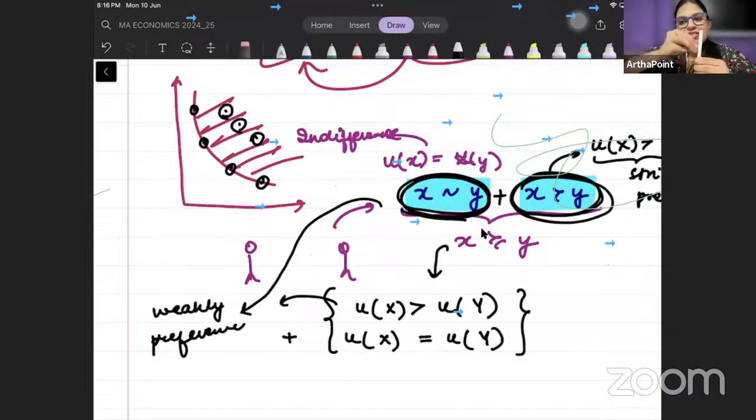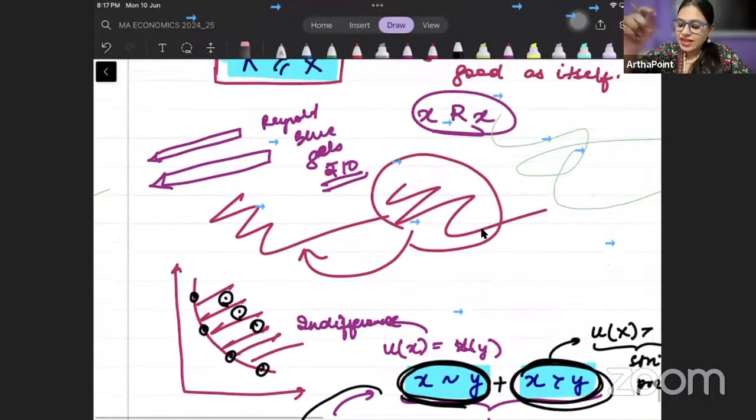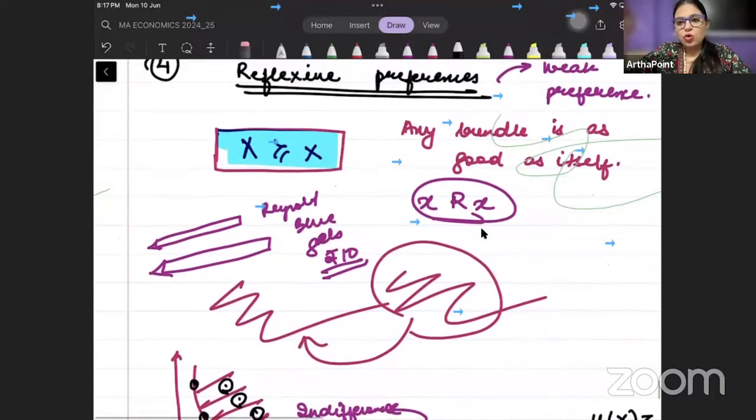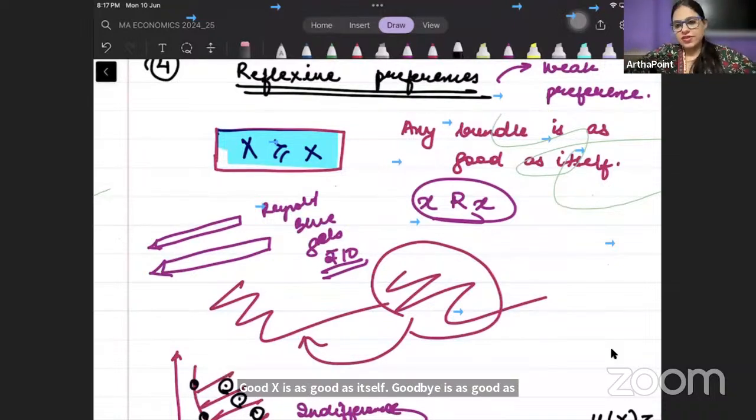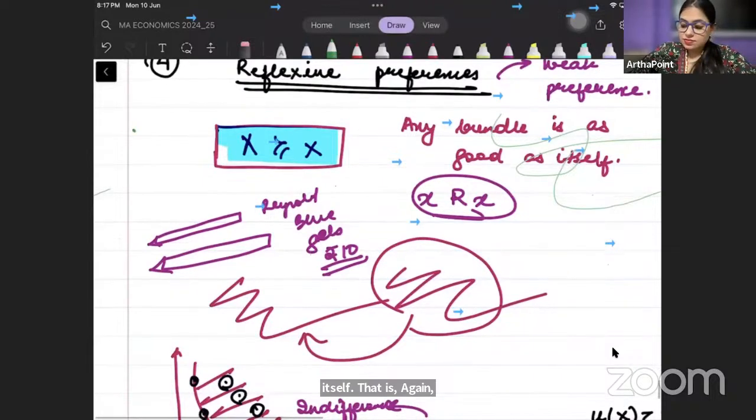I'm comparing the same thing and saying कि ये अपने जितना अच्छा तो है ही, right? So I'm comparing the person with himself. So you don't take two different things. You take the same thing and you say that good is as good as itself. Good X is as good as itself. Good Y is as good as itself. That is reflexiveness. Again, it is violated with children.